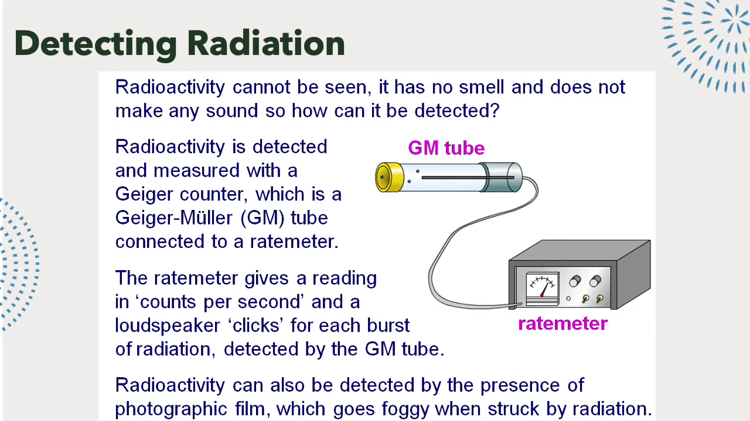So obviously we do want to detect radioactivity. We can't see it, we can't smell it, it doesn't make sound, so we have to find a way to detect it, and that is done using a Geiger-Müller tube connected to a rate meter. So you might have seen this in movies and in TV shows where they take the detector around and it makes these audible clicks from a loudspeaker. That is it counting these decays as they happen.